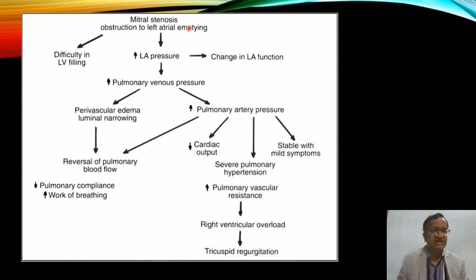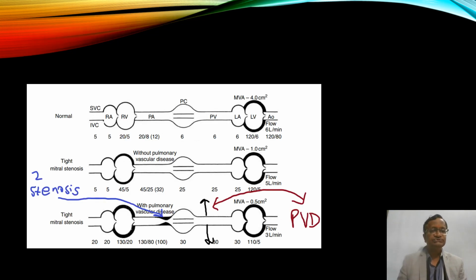Now, mitral stenosis: obstruction, difficulty in LV filling, and decreased cardiac output. That may cause fatigue. That may cause exertional dyspnea because output is fixed. Increased LA pressure can cause LA dysfunction. Pulmonary venous pressure rises, slowly the compliance falls and the work of breathing is increased. Here you can see cardiac output is decreased. Severe PH can cause RV dysfunction and tricuspid regurgitation. This is what I have told as secondary stenosis.